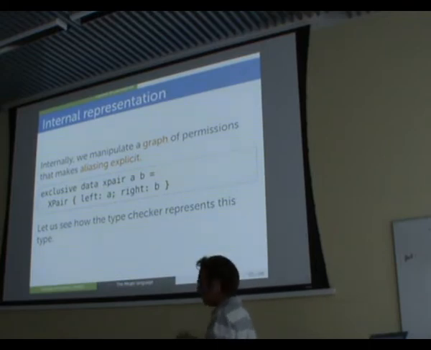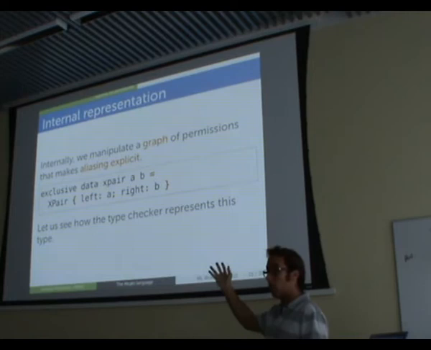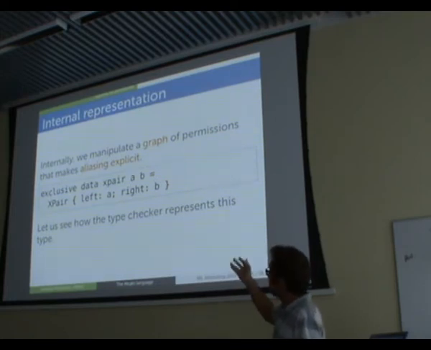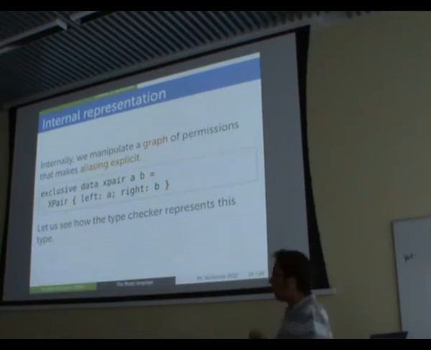Internally, how do we represent permissions? That is the definition of the mutable pairs that I've been talking about. A mutable pair is just a record with a left field and a right field, and it's declared as being exclusive. Exclusive means uniquely owned, thus mutable.